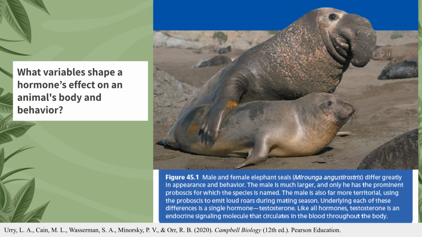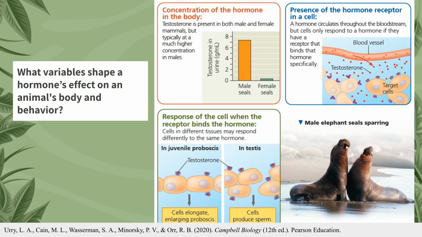And 2. Males are much more territorial than females, particularly during the mating season when they use their proboscis to emit loud, intimidating roars. These differences are driven by testosterone, which circulates in the blood of both sexes, but is found at a much higher concentration in males. A single hormone can cause different responses, depending on the tissue it binds to. In male elephant seals, testosterone affects different target cells in specific ways.